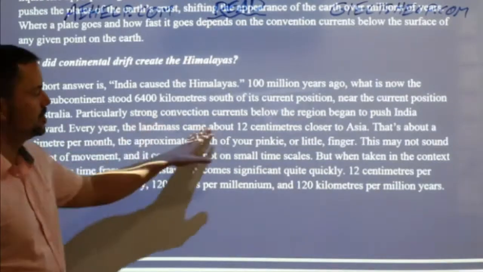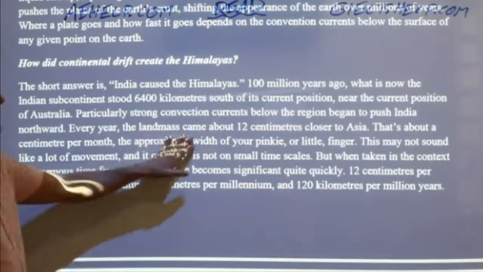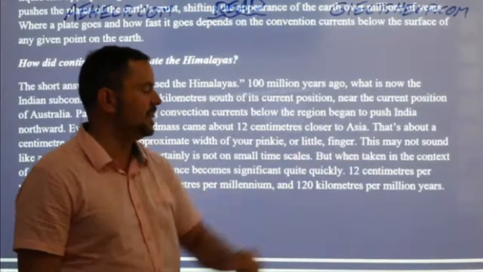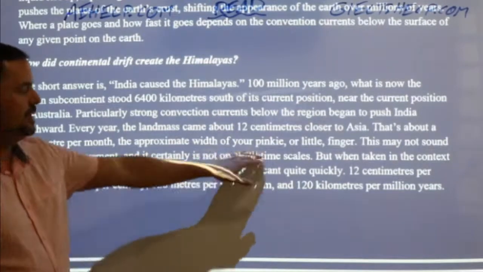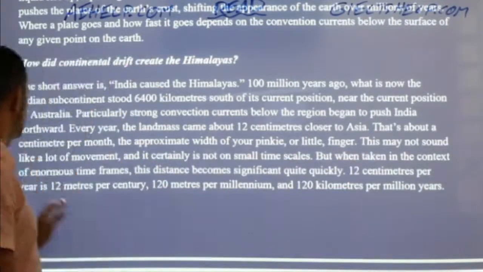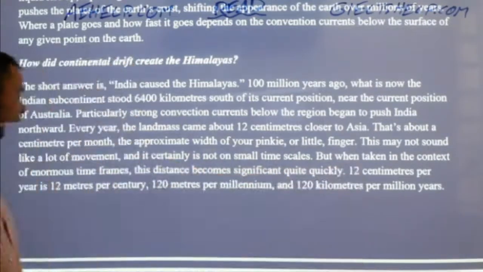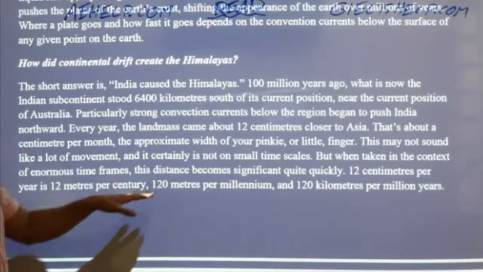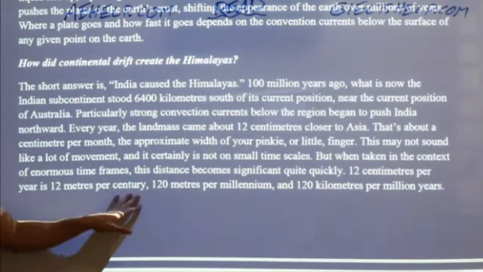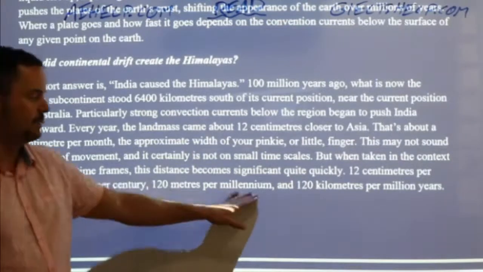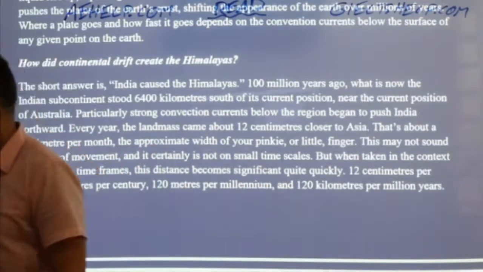Particularly strong convection currents below the region began to push India northward. Every year, the landmass came about 12 centimeters closer to Asia. That's about a centimeter per month, the approximate width of your pinky or little finger. This may not sound like a lot of movement, and it certainly is not on small timescales, but when taken in the context of enormous time frames, this distance becomes significant quite quickly. 12 centimeters per year is 12 meters per century, 120 meters per millennium, and 120 kilometers per million years. Ooh, some interesting math there.